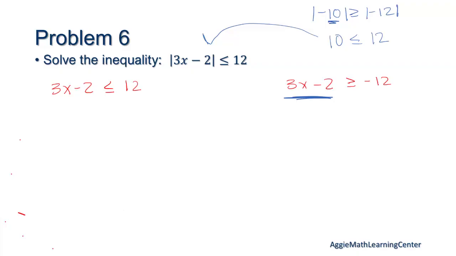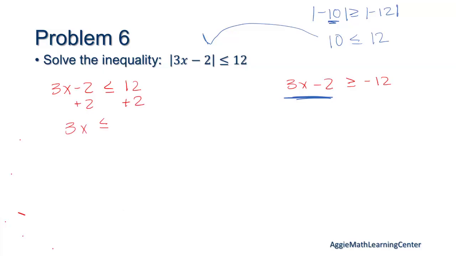Okay, so we have our two cases set up. Let's start with just this one: 3x minus 2 is less than or equal to positive 12. We'll solve one and then we'll solve the other. Somebody want to solve this for us? So if you add 2, beautiful, you get 10.